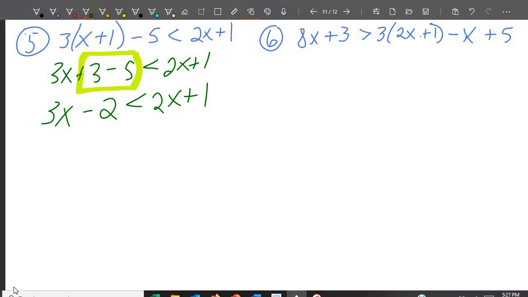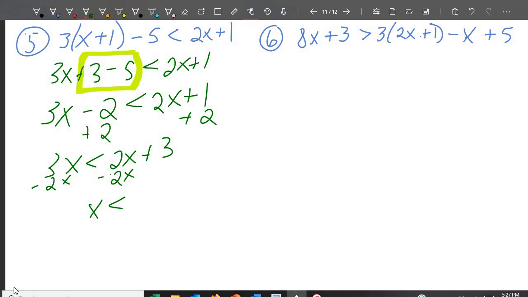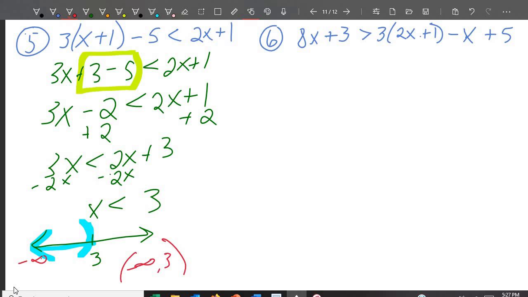Now there's nothing else I can combine anywhere, so we're just going to start solving it. Add 2 to both sides. So we're going to get 3x less than 2x plus 3. Subtract the 2x from both sides, and we're just left with x less than 3. So again, if we shade this on the number line, it's less than, which goes to the left, and it doesn't have the equal to part, so this will be a parentheses. And remember, negative infinity is on this side. So the interval notation will be negative infinity, positive 3, parentheses.